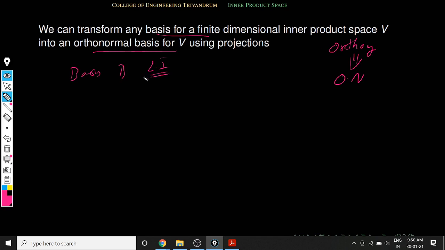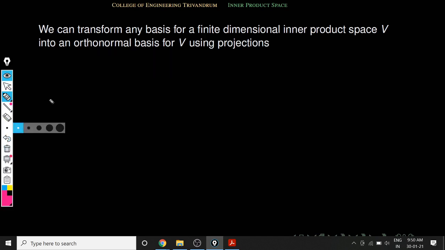Okay, so there is a natural question. Suppose we have an ordinary basis, then how to construct the corresponding orthonormal basis? Once we have an orthonormal basis, we can easily compute the coordinates. So it's a very natural question: how to construct an orthonormal basis from an ordinary basis? Okay, so that is an algorithm.